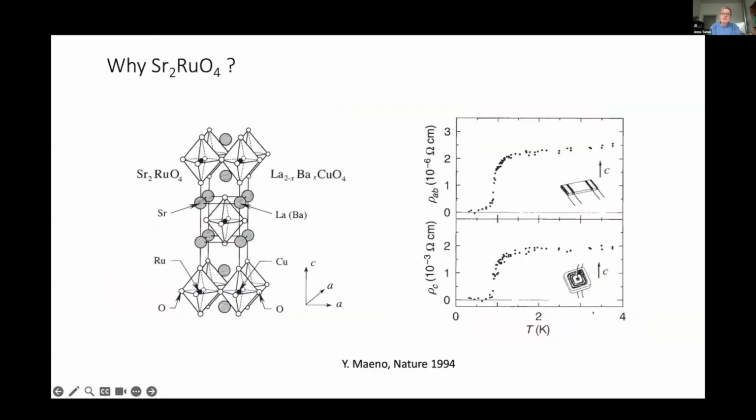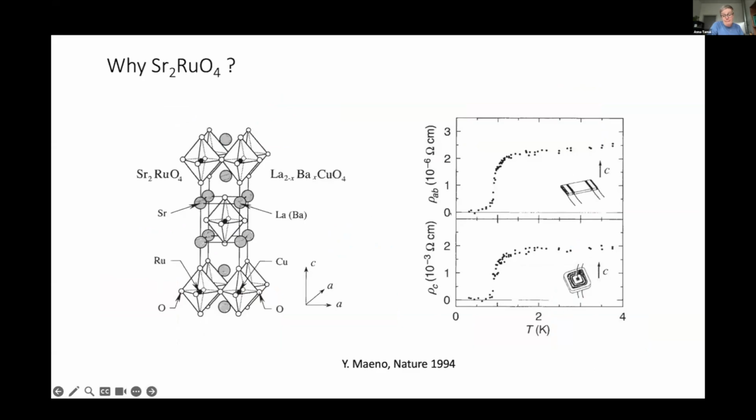So strontium-2 ruthenium 04 is, I think, a model system to understand the interaction in a multi-band system. So it's a layer perovskite. The conduction electrons live in this ruthenium oxygen 2 plane and are separated by strontium oxygen rock salt insulating layers. So this results in a very anisotropic electronic structure.